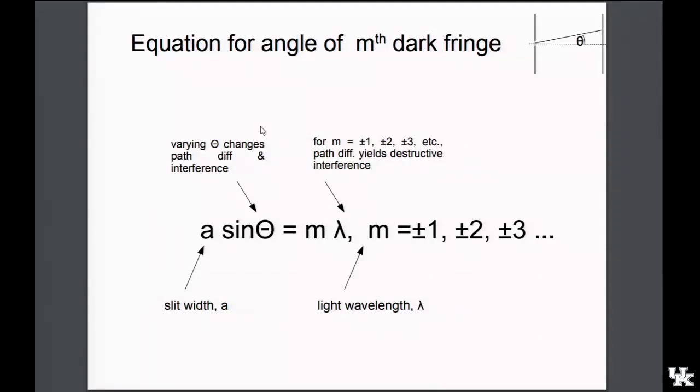In this equation, just to stress, theta is the direction of the destructive interference. A is the slit width. Lambda is the wavelength of the light that you're shining on the slit. And m is just an integer, plus or minus 1, plus or minus 2, plus or minus 3, that tells you what we call the order of the diffraction minimum, or the order of the dark fringe. So this is our master equation.